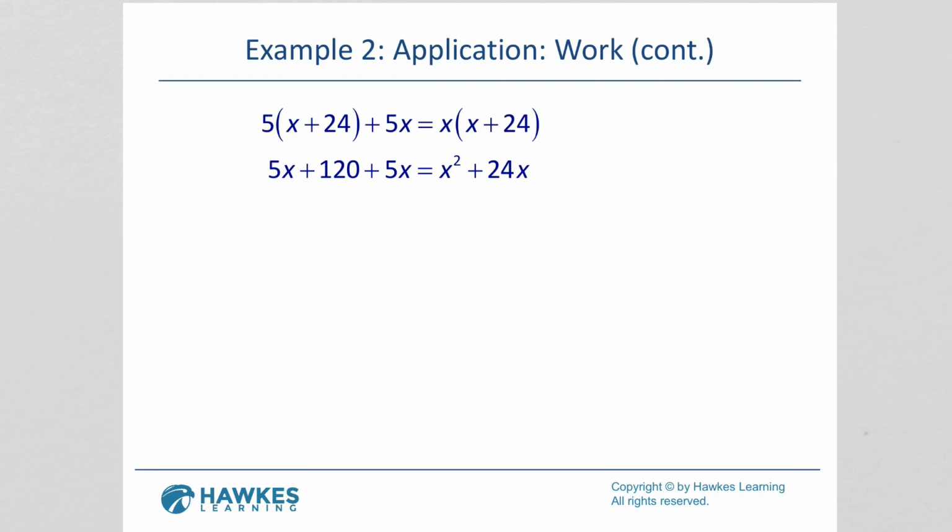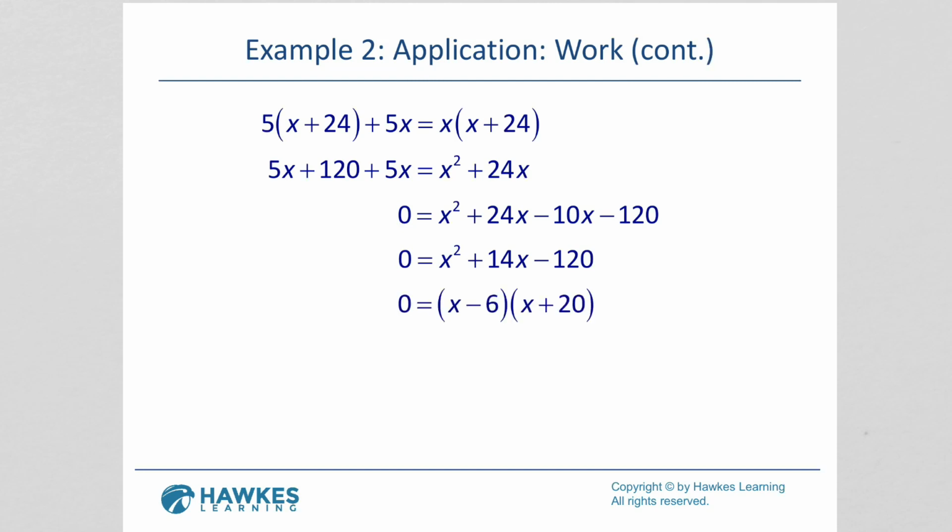Now we're going to move everything to the right by subtracting both 5x's and the 120. That leaves us with 0 equals x squared plus 24x minus 10x minus 120, which is 0 equals x squared plus 14x minus 120. That factors into x minus 6 times x plus 20. If x minus 6 equals 0 or x plus 20 equals 0, for the first one, we'll add 6 to both sides, so x equals 6. For the second one, we'll subtract 20 from both sides, so x will equal negative 20.